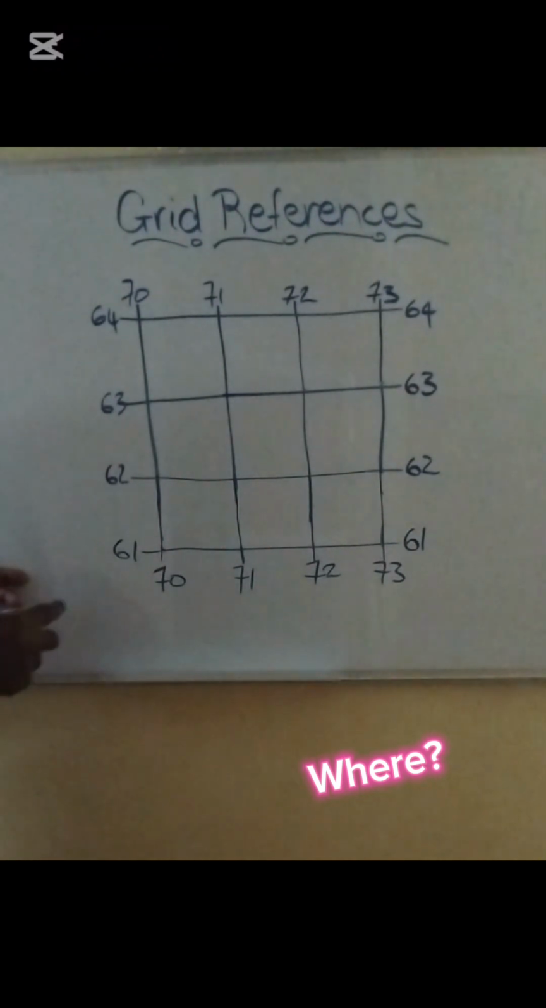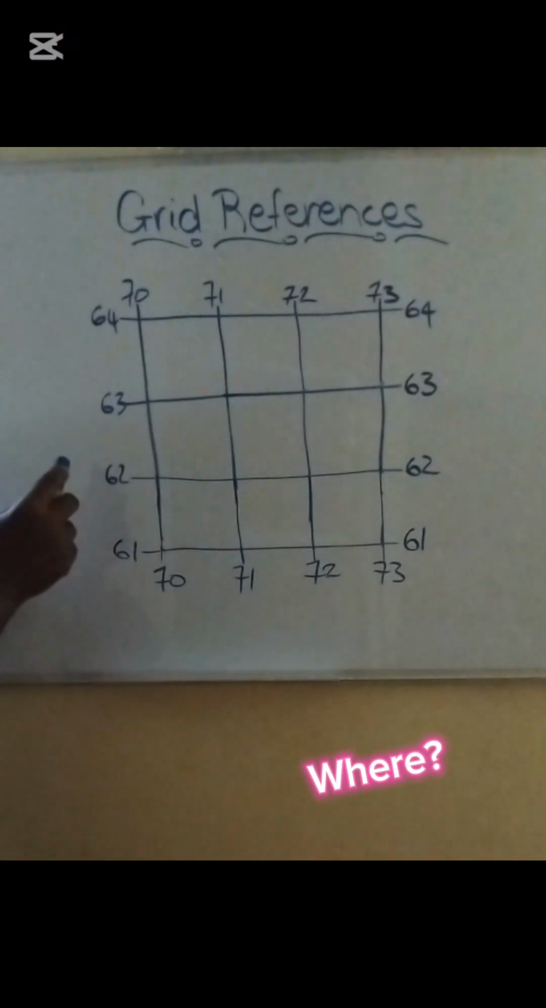Okay, our objective for the lesson, of course, is to be able to determine 4-figure and 6-figure grid references. But before we do that, we're going to make sure that you can actually name each grid. Okay, so let's look at naming 2 of the grids.